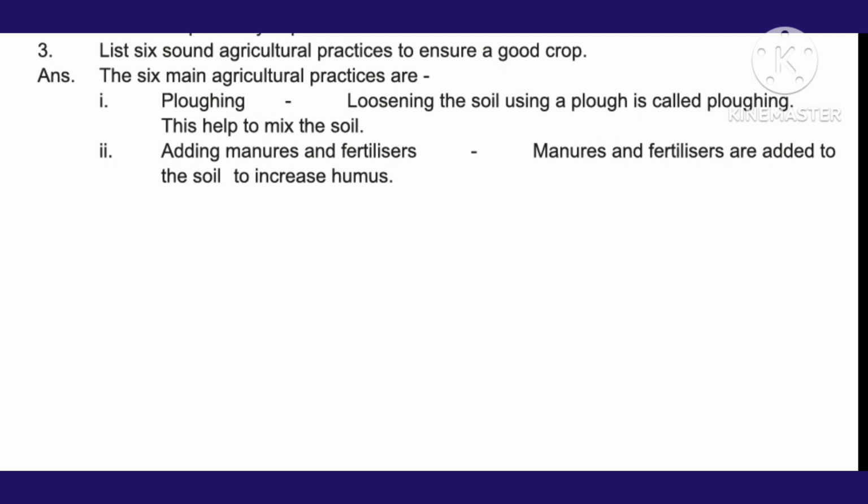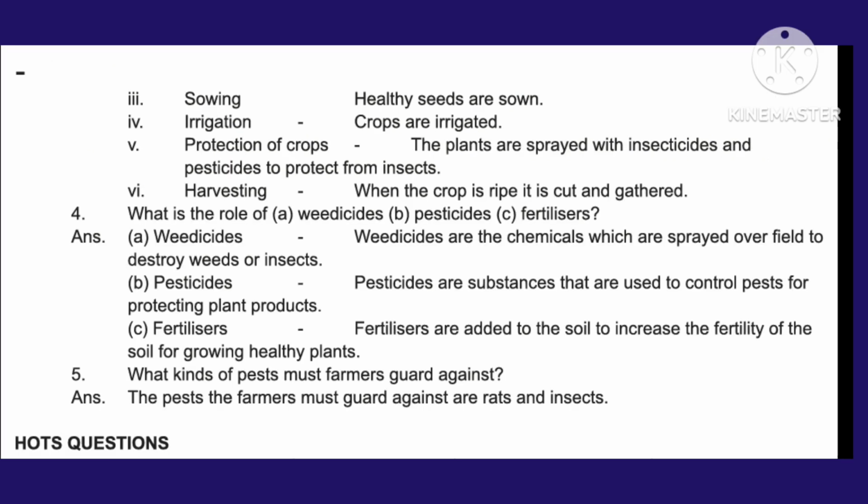आंसर है the 6 main agricultural practices are ploughing. Loosening the soil using a plough is called ploughing. This helps to mix the soil. Second है adding manures and fertilizers. Manure and fertilizers are added to the soil to increase humus.